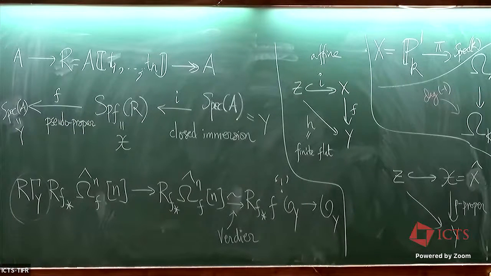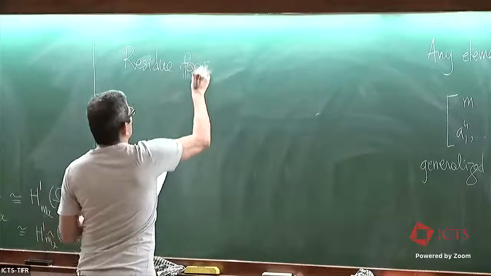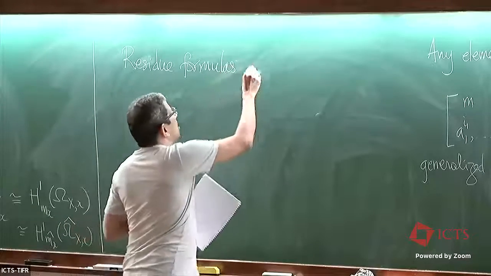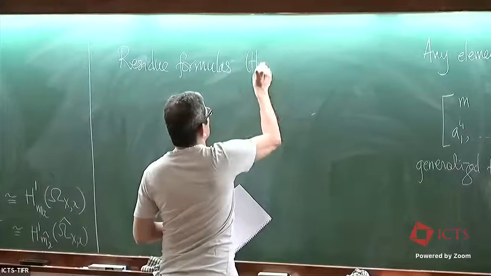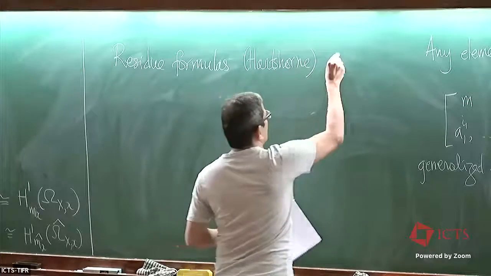There are a bunch of formulas which tell you how to manipulate these residue expressions. Due to lack of time, I was not planning to write down all of them, but there are a couple of them I want to mention, and one of them will be relevant to this situation. So these are residue formulas, due to Hartshorne, I think. And they are called R1 to R10.